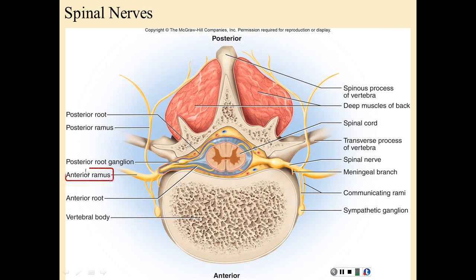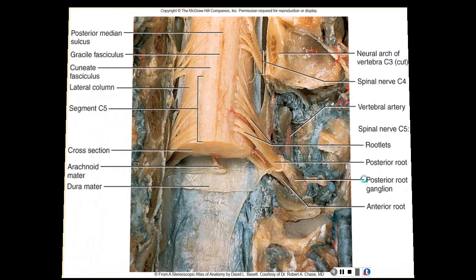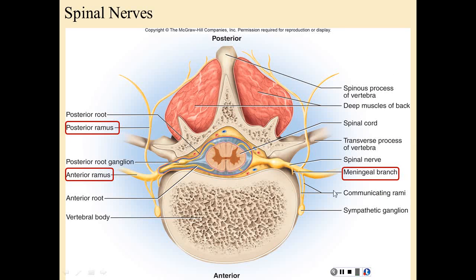So here's our diagram. Here's anterior ramus. There's our posterior ramus. And then our communicating rami. Communicating rami. And we have our meningeal branch. Communicating rami, which we'll get into.